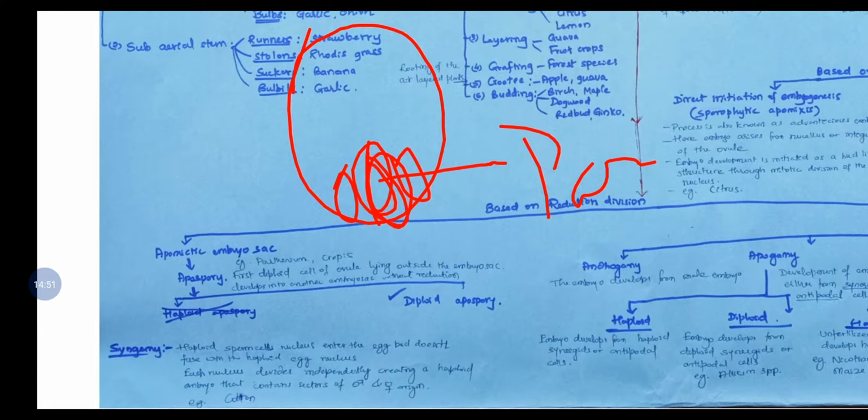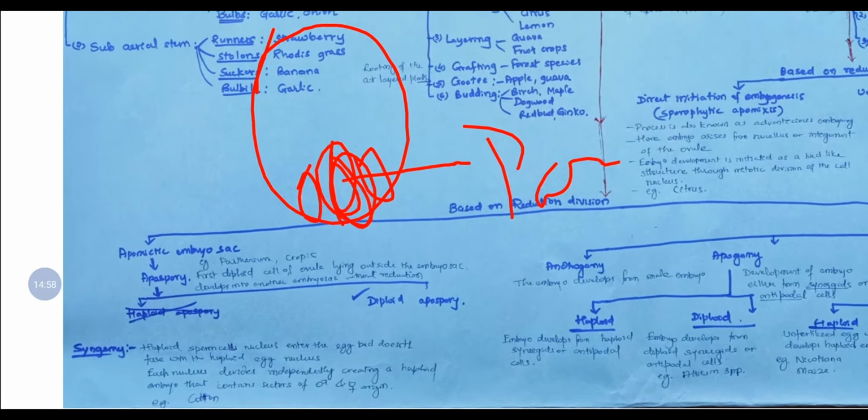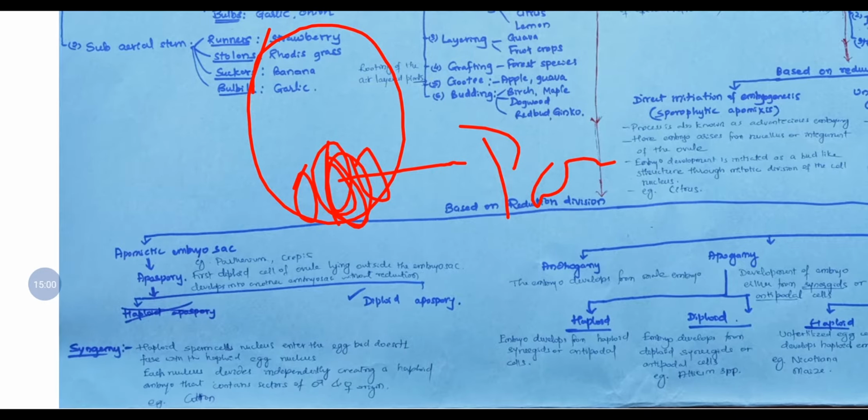Always remember that apospory always occurs in diploid condition. There won't be haploid apospory. Okay, only diploid apospory happens. That's why here I have eliminated that haploid condition. Example, in case of Parthenium and Crepis, apospory condition is found.